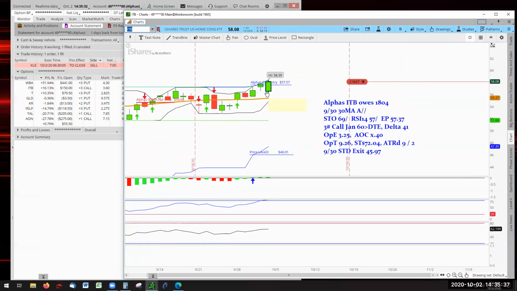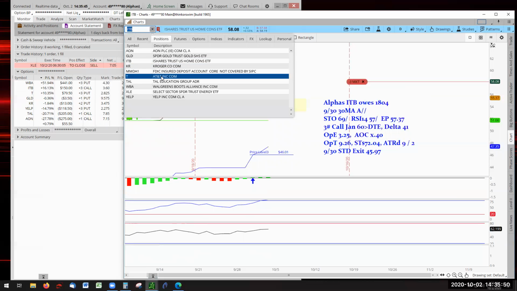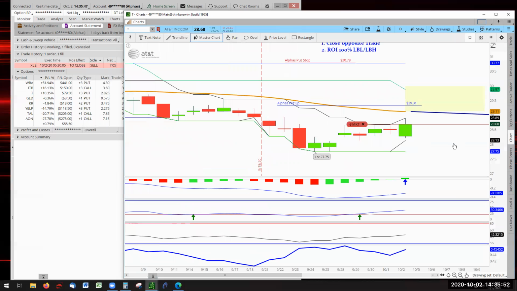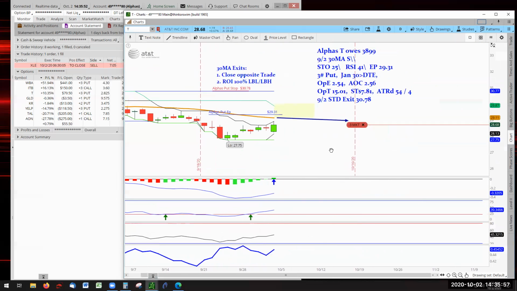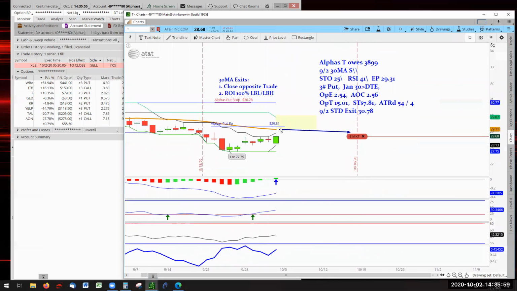Remember, the 30-day moving average is here and it has to cross here before I can start even considering putting in a trend line. That puts us to our next position, T for AT&T. There we are with AT&T, and now it's starting to creep up along here and maybe encounter some kind of resistance where it can reverse direction because it's a put. If not, we might get out with maybe a break even. All right, that takes care of the alphas.